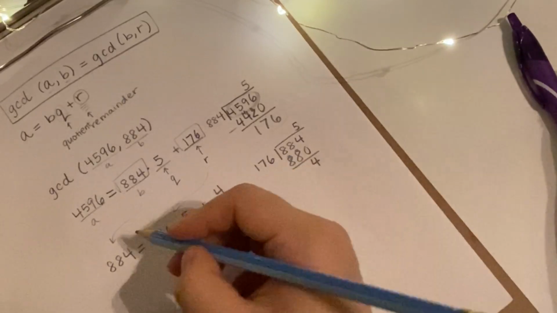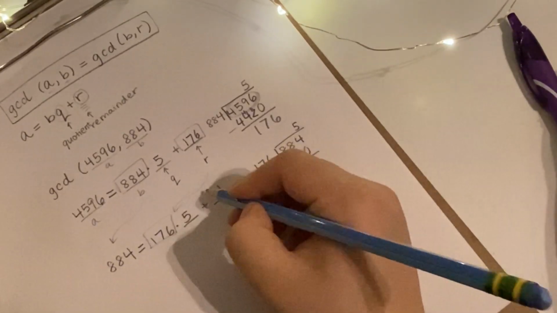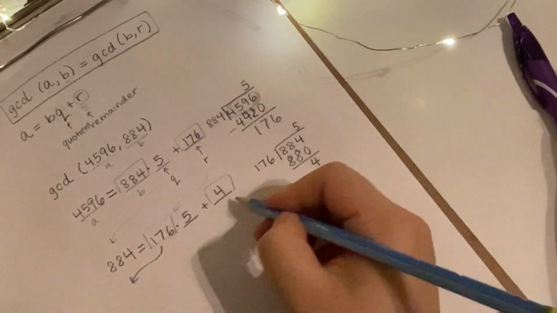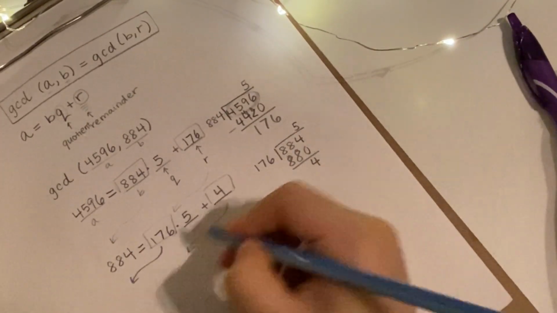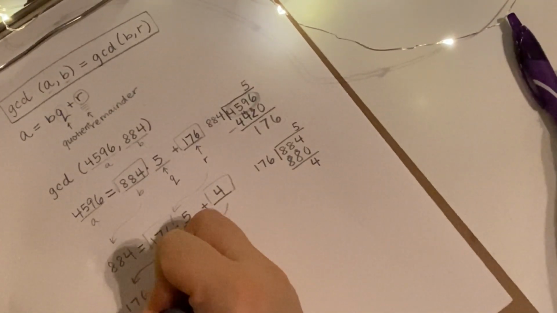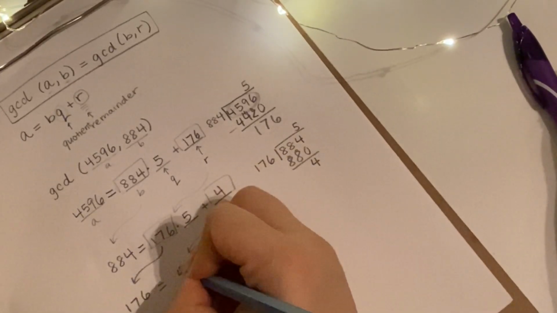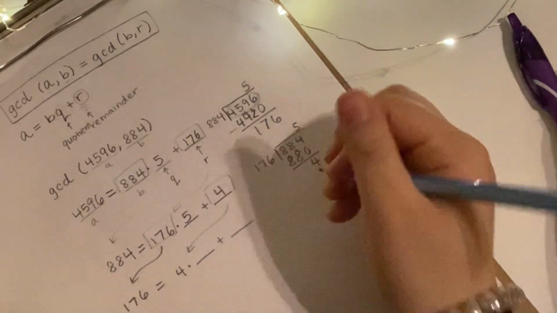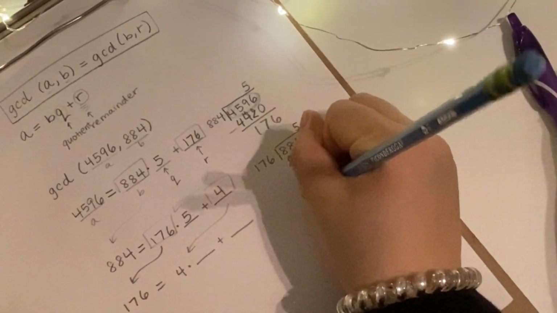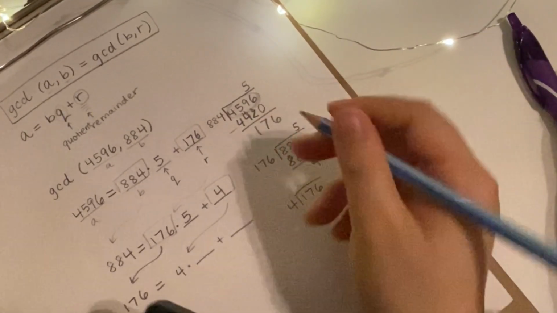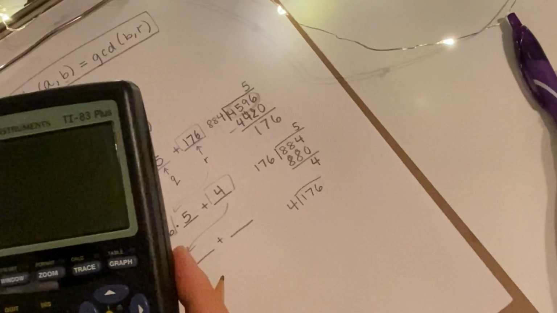So then now I have a new quotient and a new remainder. So we slide this over and slide this over again. So then we say 176 equals 4 times blah plus blah. And so we divide again, and notice that each time we divide, it just gets smaller and smaller, right? These numbers get easier and easier to work with, which is the whole point of this algorithm.